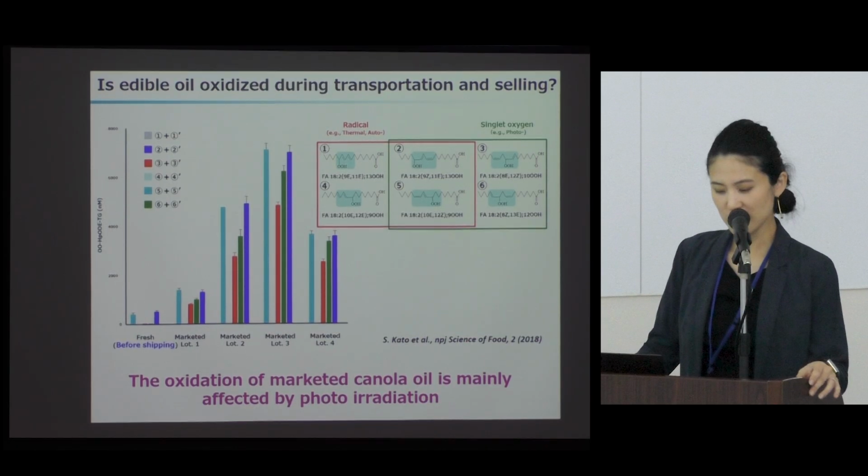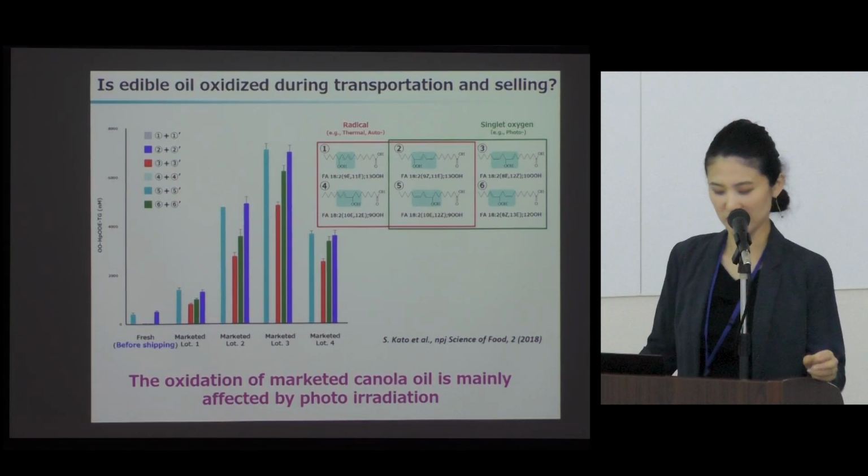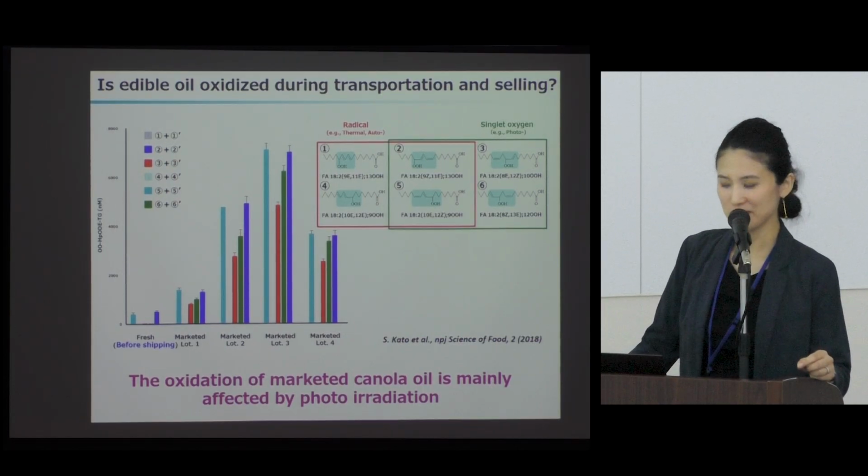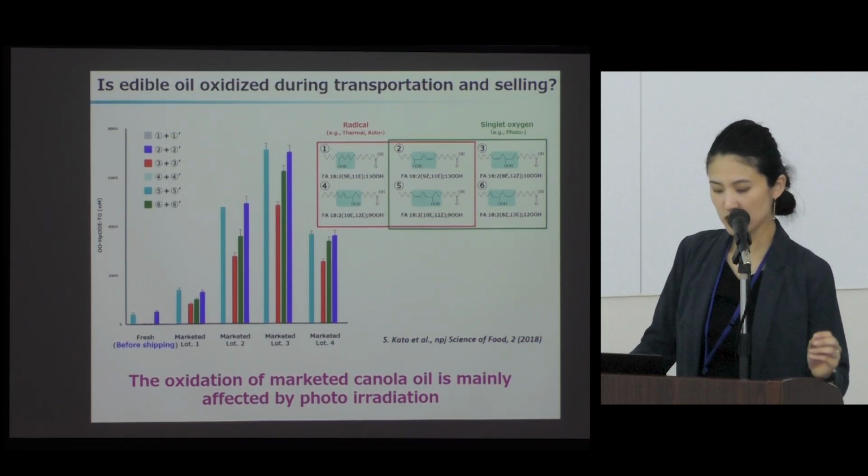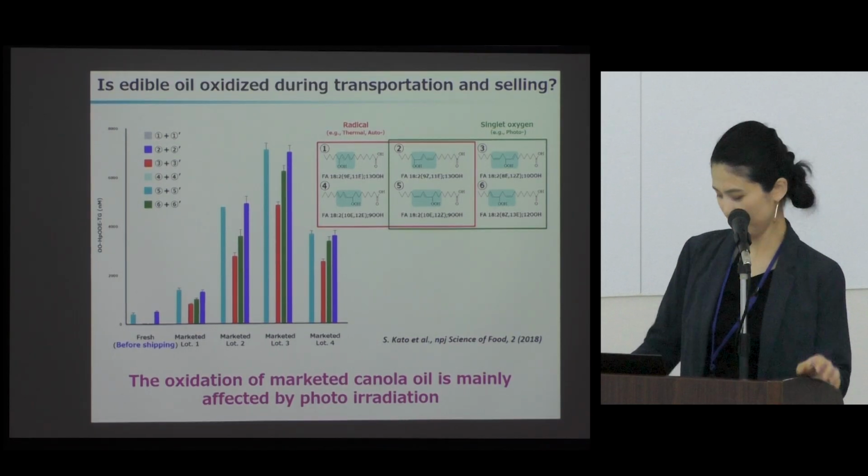So please imagine your canola oil on your shelf. I believe it's packaged in a clear bottle. And usually canola oil contains a trace amount of photosensitizer, such as chlorophyll. So it is really vulnerable to photoirradiation, and the photoirradiated oxidation may be greater than we expected.